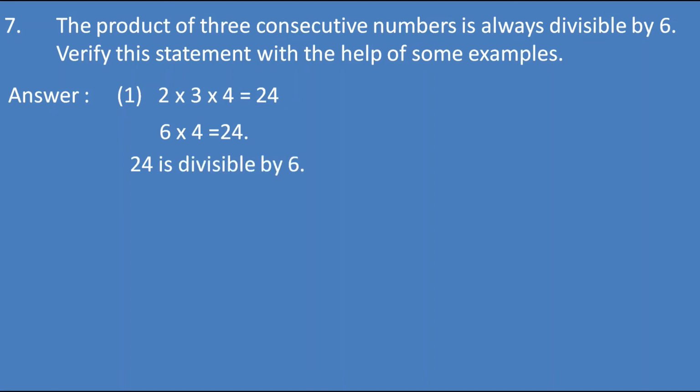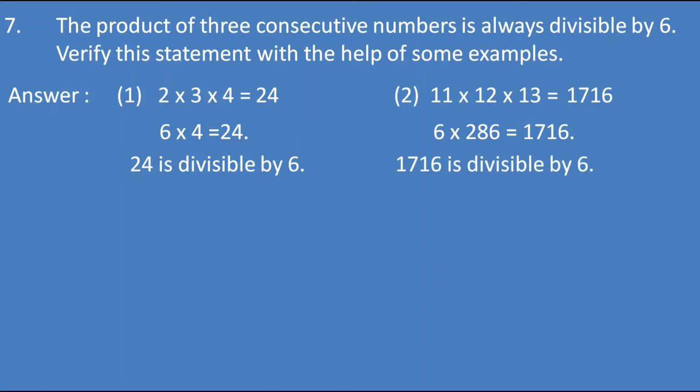Okay, let's take one more example. 11 into 12 into 13. When we multiply the three of them, we will get the answer as 1716. And 6 into 286 gives us the answer as 1716. Therefore, it is also divisible by 6. Therefore, this statement is correct.